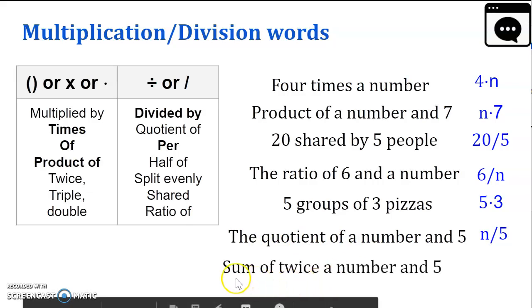And then finally, let's make it a little bit trickier: sum of twice the number and 5. Twice the number, that's 2 times the number, and 5, so it's 2n plus 5.